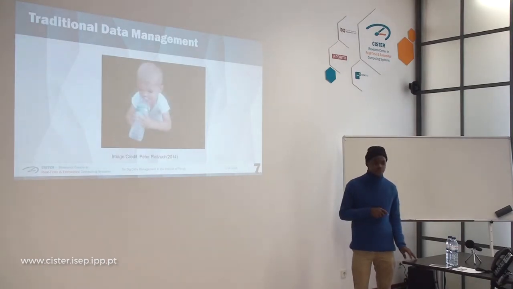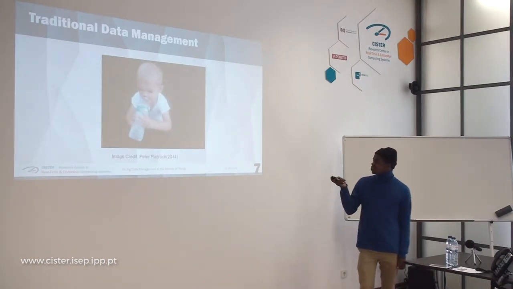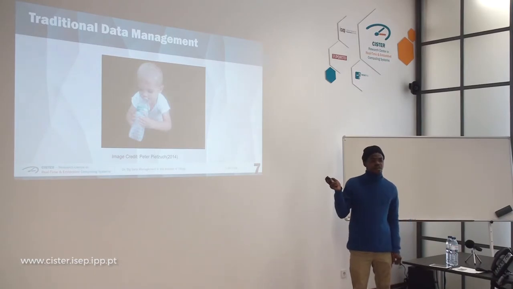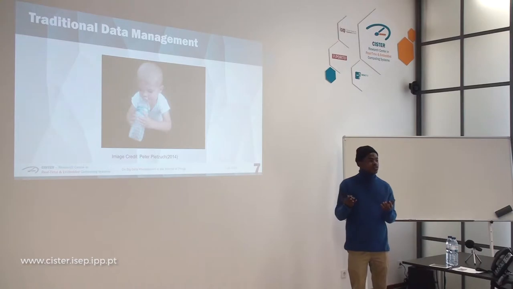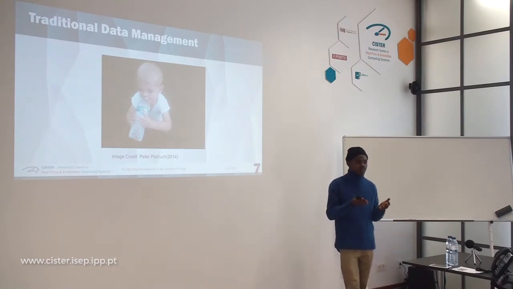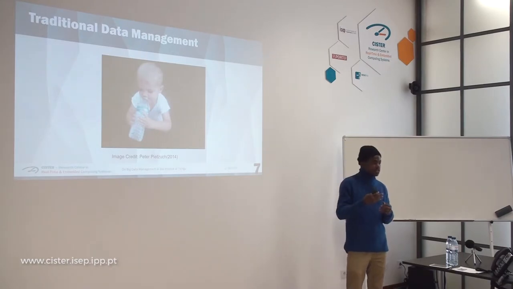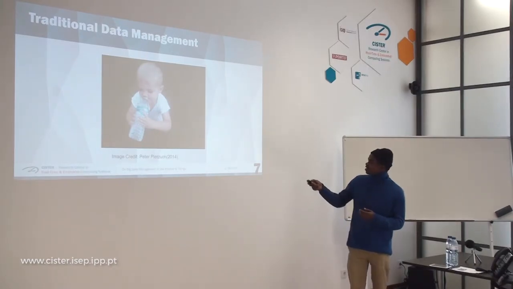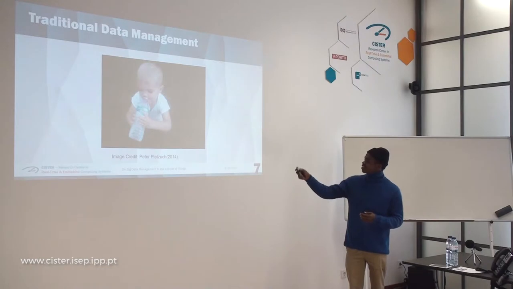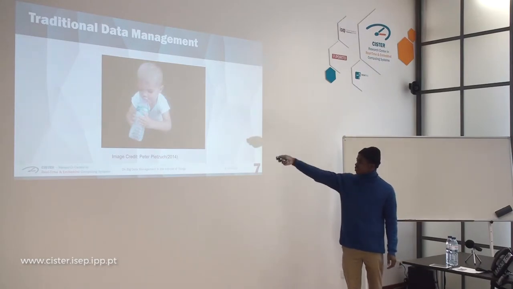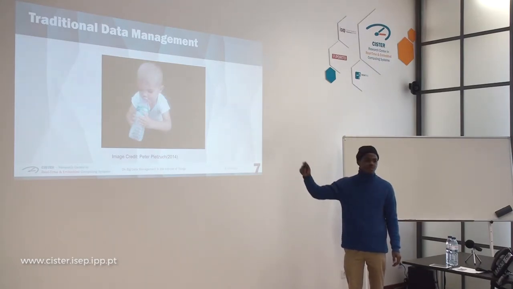So I found this picture very interesting. This represents the traditional way we think about data, the traditional way we think about databases. We believe data needs to be stored in a database, then processed and forwarded. So it's represented with this illustration, storing the data in the bottle before processing.